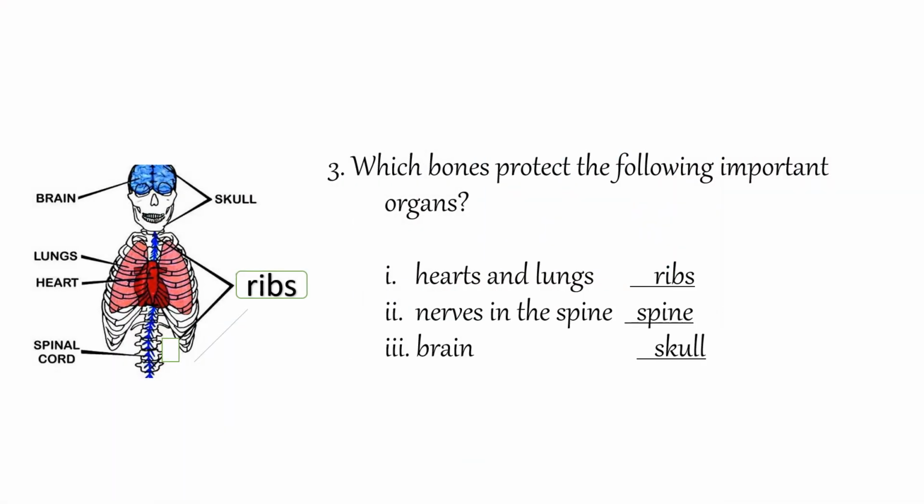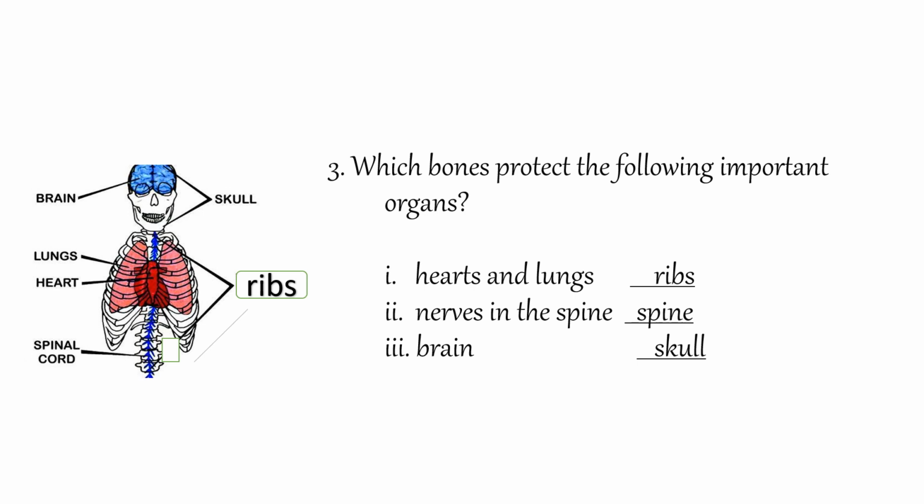Before telling you the answer for the options, let us revise few things. As I told you, one of the super special function of the skeleton is to protect the soft, squishy internal organs. As you know, your heart and lungs are present in your chest cavity, and the cage-like structure called rib cage or ribs are there to protect them. The nerves present in your back are protected by the spine.